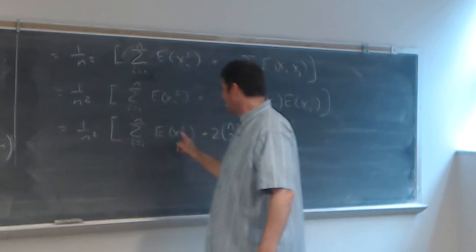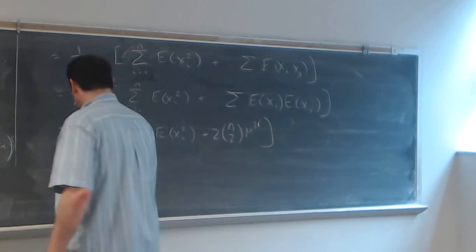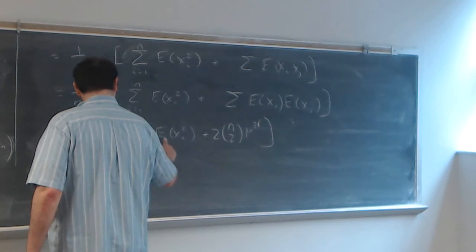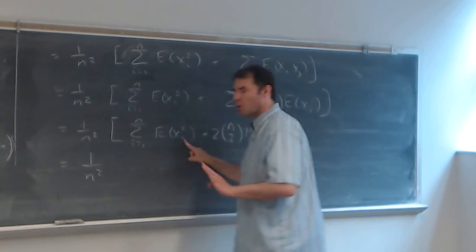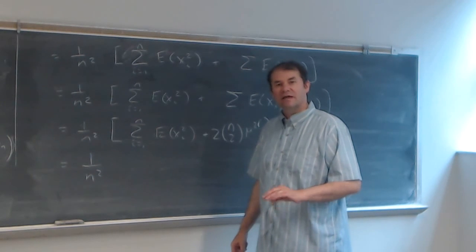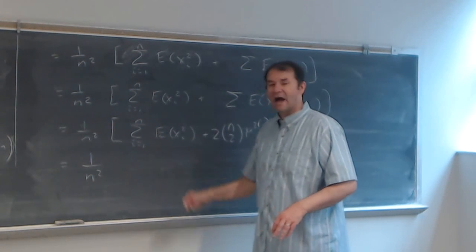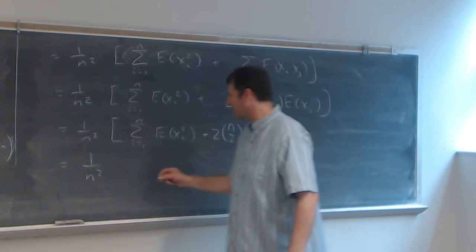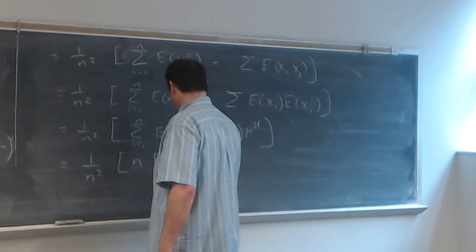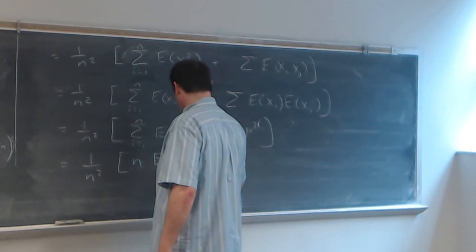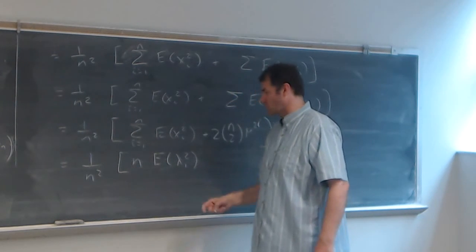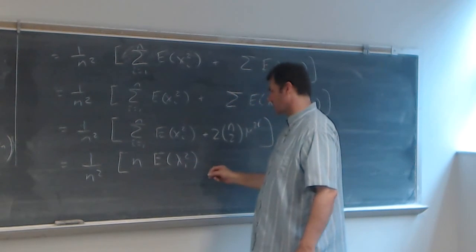Okay, here we can think of, because they're identically distributed, that the expected value of x sub i squared is going to be the same for all the i's. So whatever this is, it's the same. And so what I'm going to say is this is the same thing as n times the expected value of x sub 1 squared. I have n of them that I'm adding together, so I multiply by n. So that's what I have.